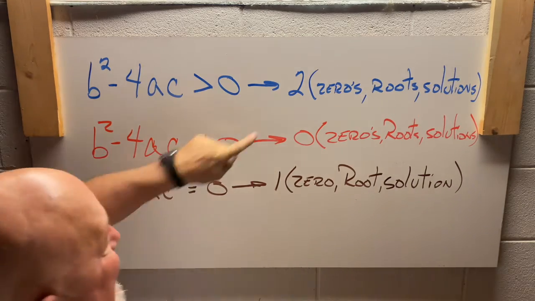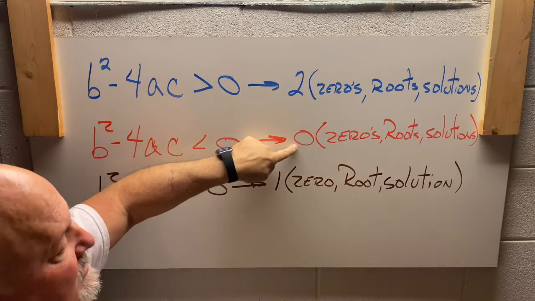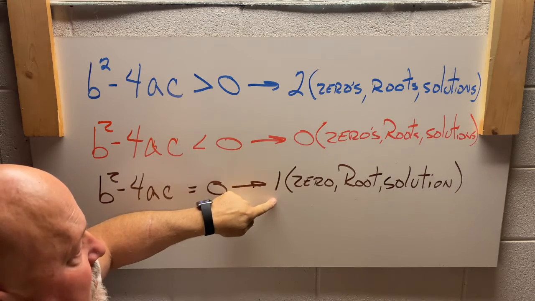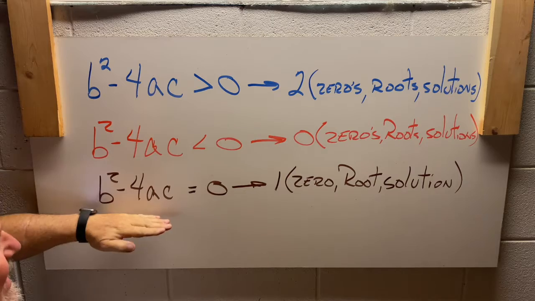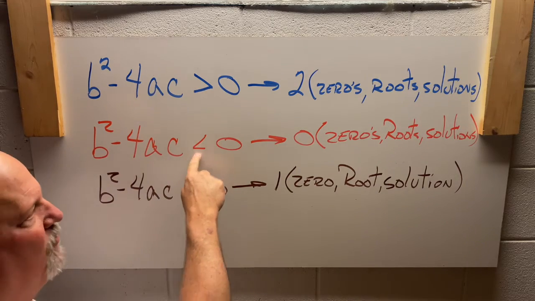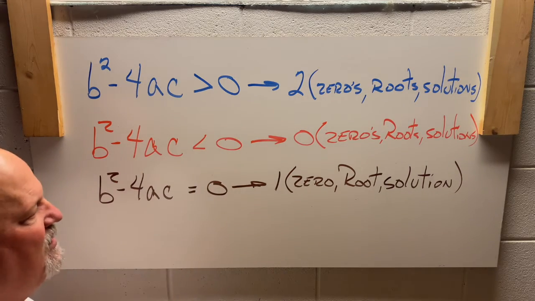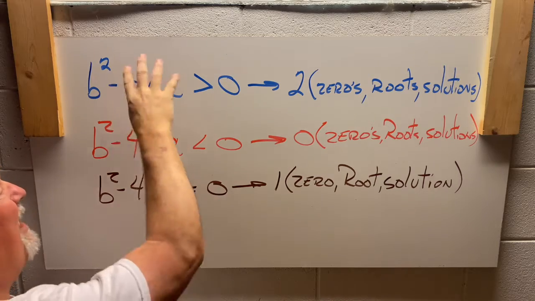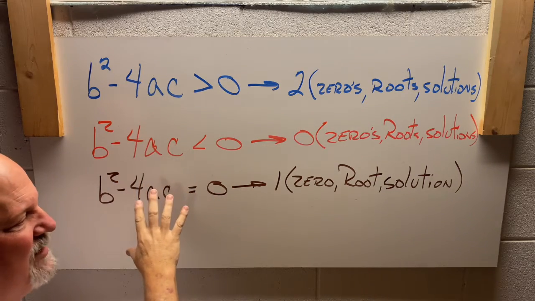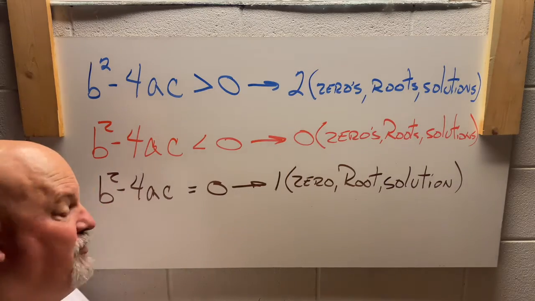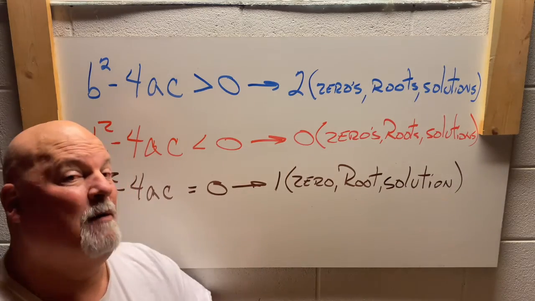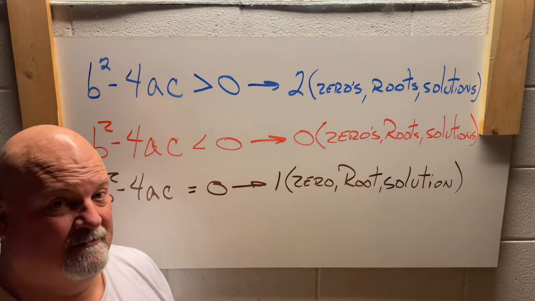Okay, so you're either going to have 2 roots, 0 roots, or 1 root. And it all depends on whether b squared minus 4ac is greater than, less than, or equal to 0. So you just need to know what b squared minus 4ac is, and once you know that, you'll know how many roots you have. You don't know where they are, but you know how many of them you do have.